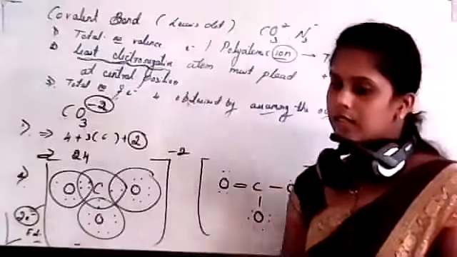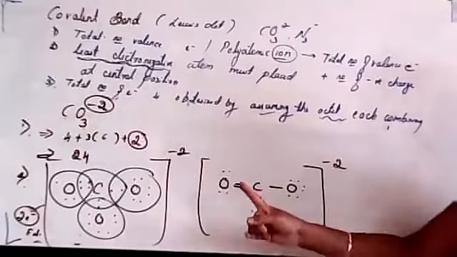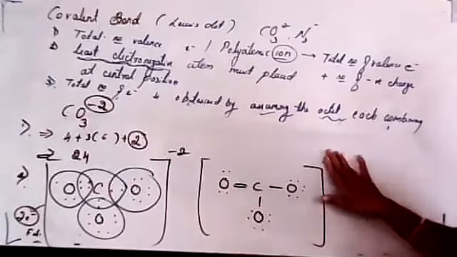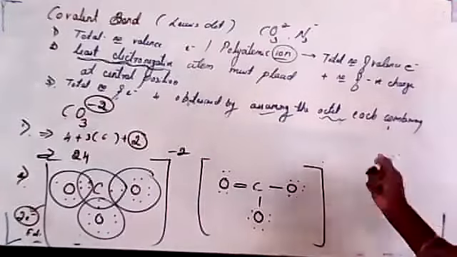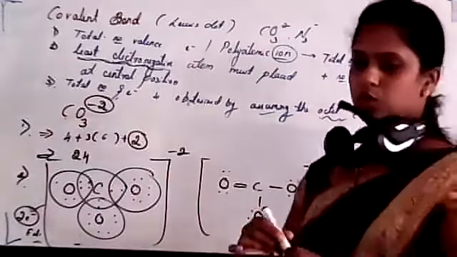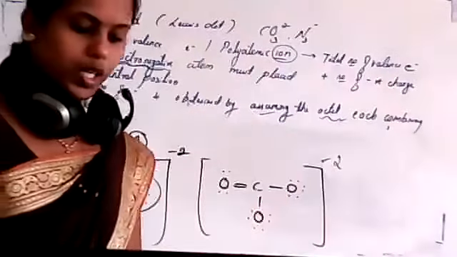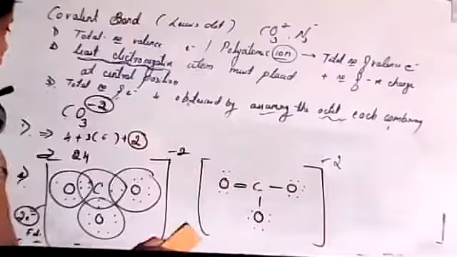Is this clear? Just remember, students, very important. If you write only this much, you'll get 0 marks for this. Clear? You have to mention these 2 electrons. Okay? Is it okay?